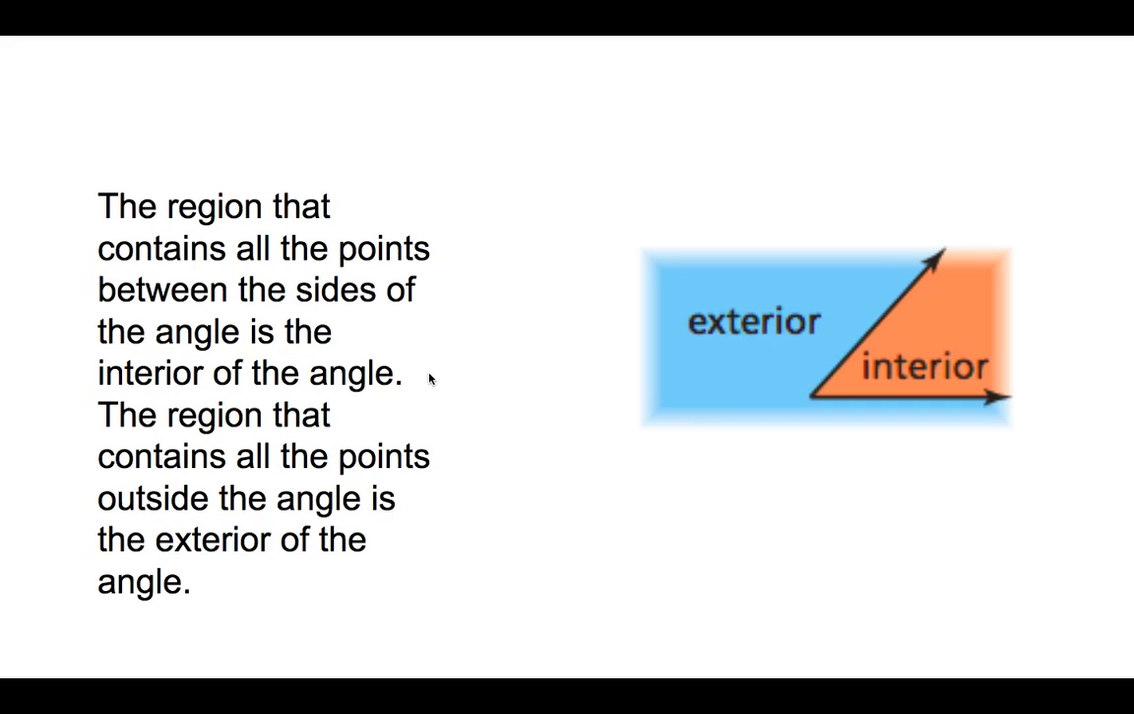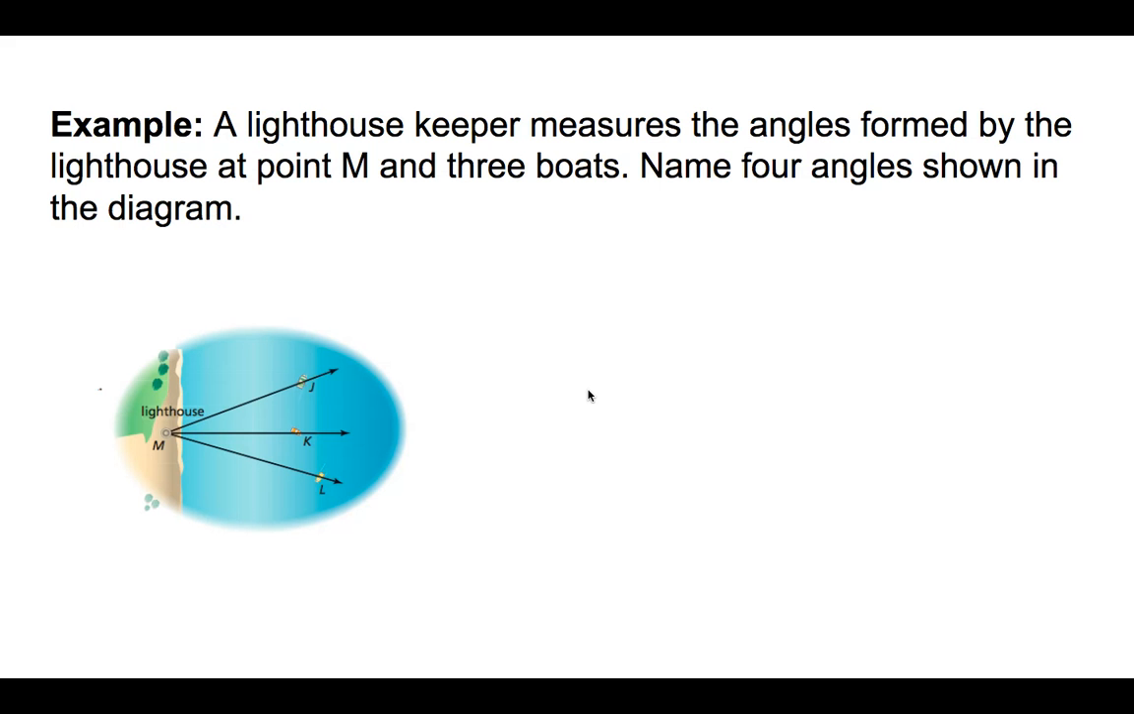And then the region that contains all the points between the sides of the angle is the interior of the angle. So if I look at this angle, the inside here, we'd call the interior. And the region that contains all the points outside of that angle is called the exterior of the angle. So the exterior would be anything that lies on the outside. Basically in this image, interior is in red, exterior is in blue.